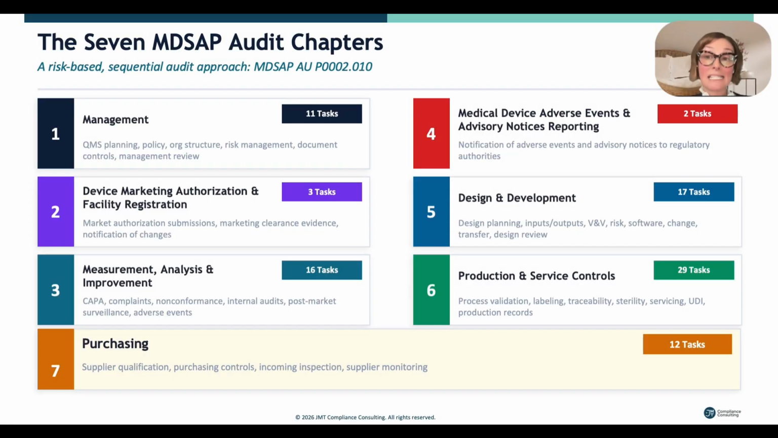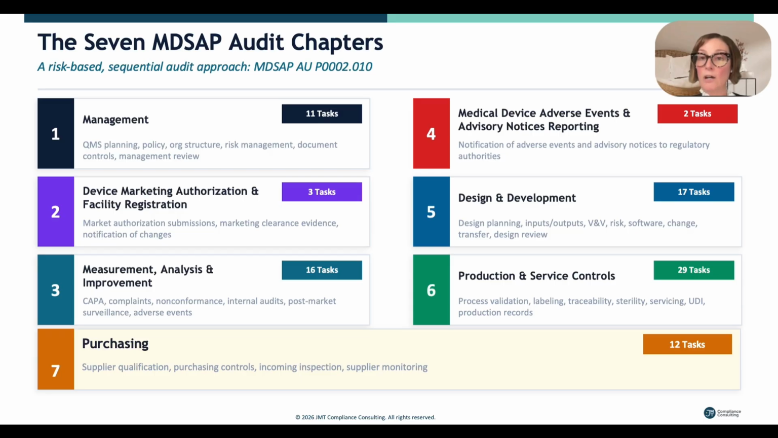So it's broken down to 7 chapters, the first one being management, and there are 11 tasks. And why that's important is because when the notified body comes in to certify you as part of MDSAP certification, they will go through those tasks line item by line item. So it's very prescriptive in terms of what they're going to be looking at when they're coming in to do your MDSAP certification. And why that's important is because you can do the same thing.